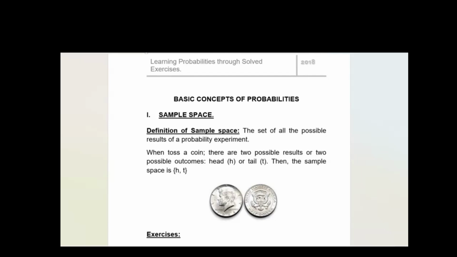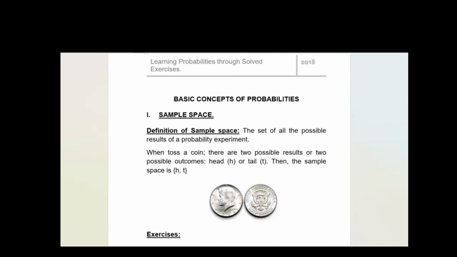And the first important concept is the sample space. So what is sample space? The sample space is the set of all the possible results of a probability experiment.